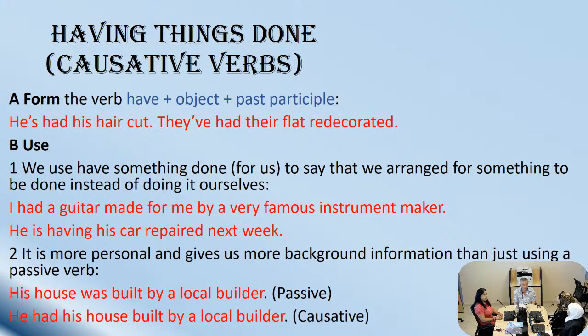We use have something done to say that we arranged for something to be done instead of doing it ourselves. I had a guitar made for me by a very famous instrument maker. He's having his car repaired next week. The second use is more personal and gives us more background information than just using the passive. For example, his house was built by a local builder. This is passive. The causative is he had his house built by a local builder.